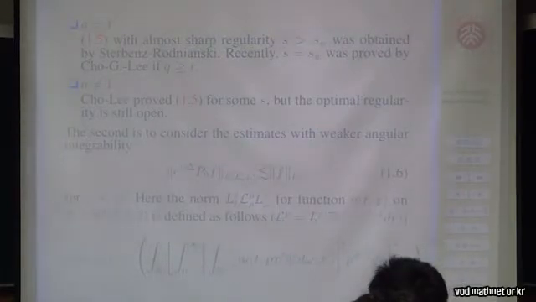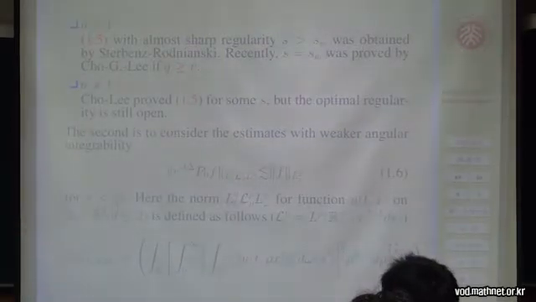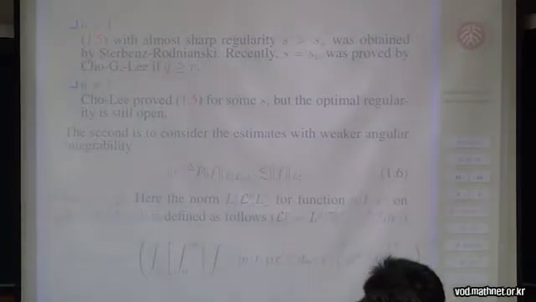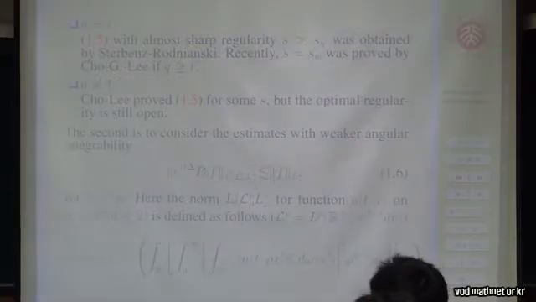we proved that this estimate is true if q is larger than or equal to r, so partially on the endpoint line. For the Schrödinger case, Cho and Lee proved the same estimate with the same range as the radial case, but the optimal regularity is not known yet.